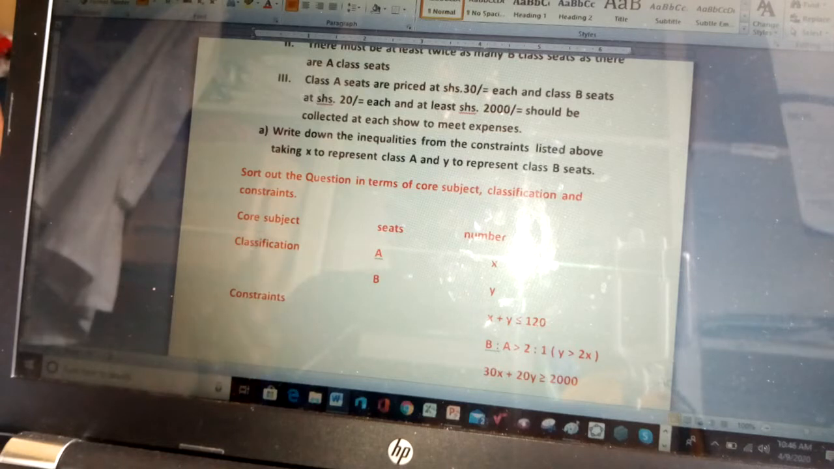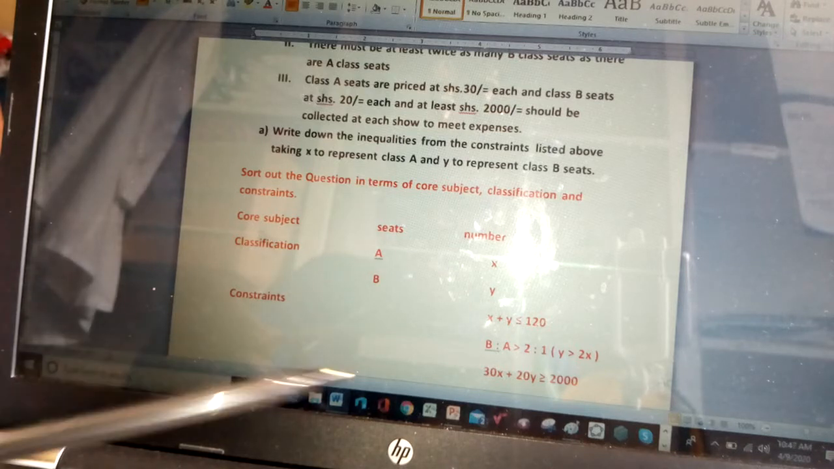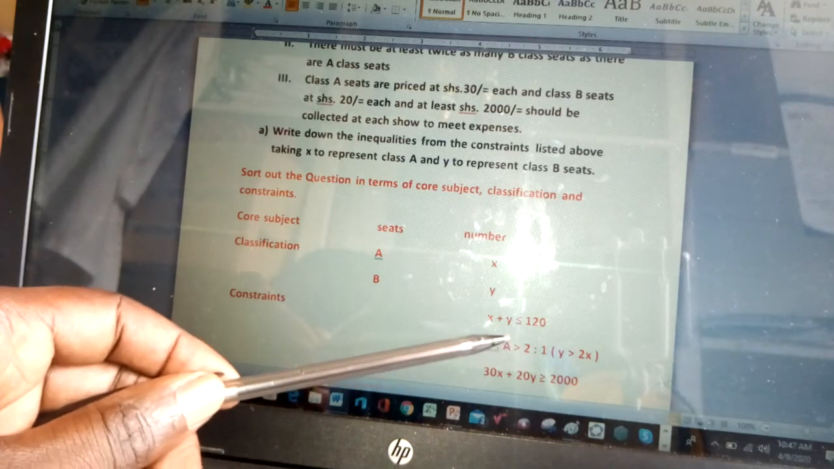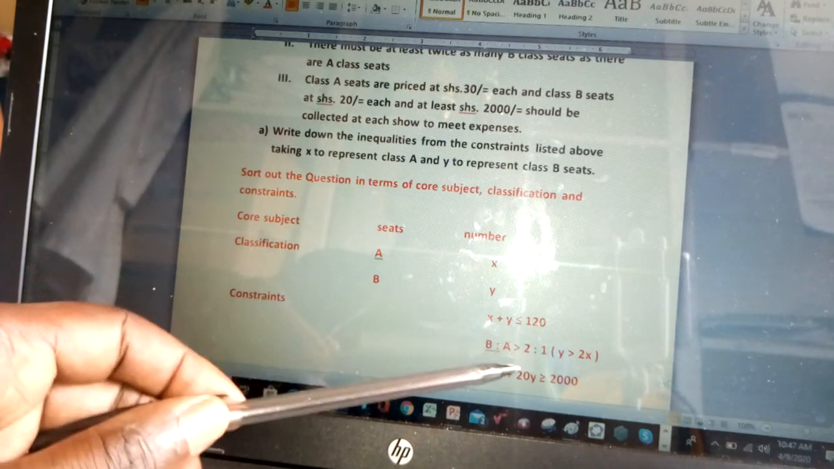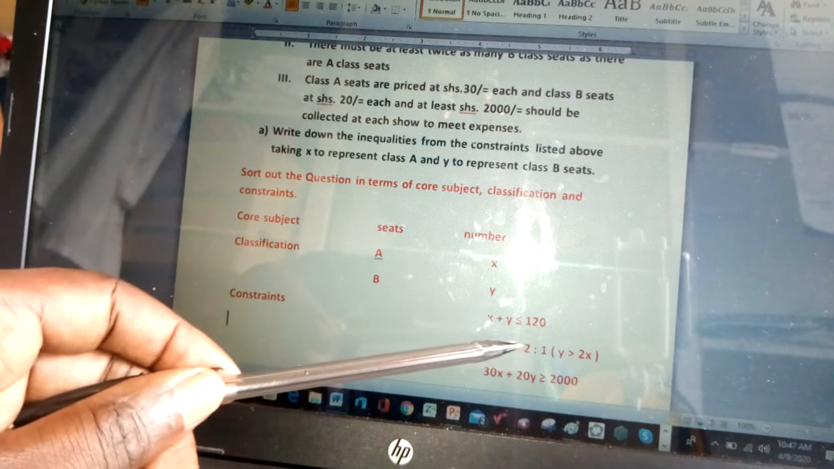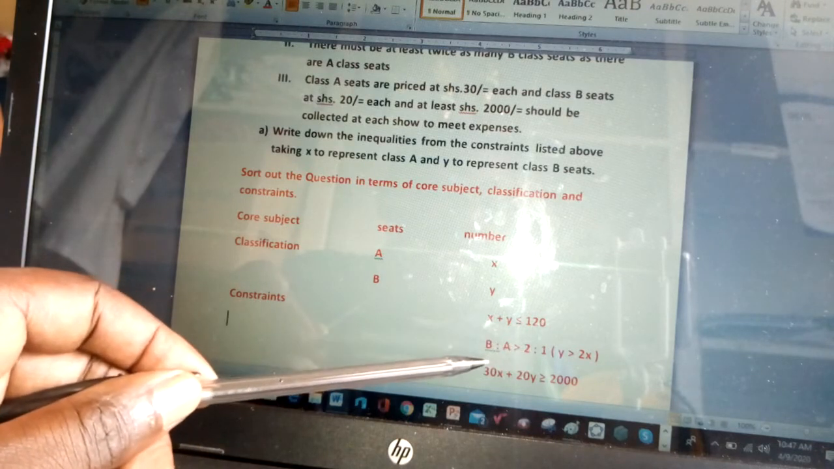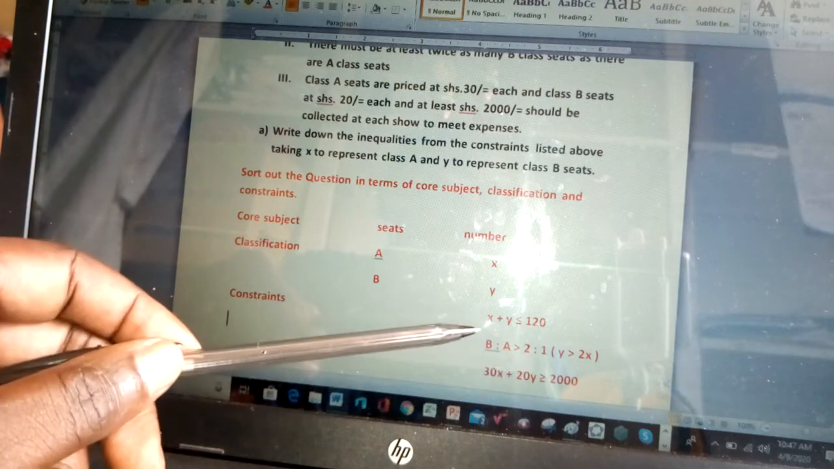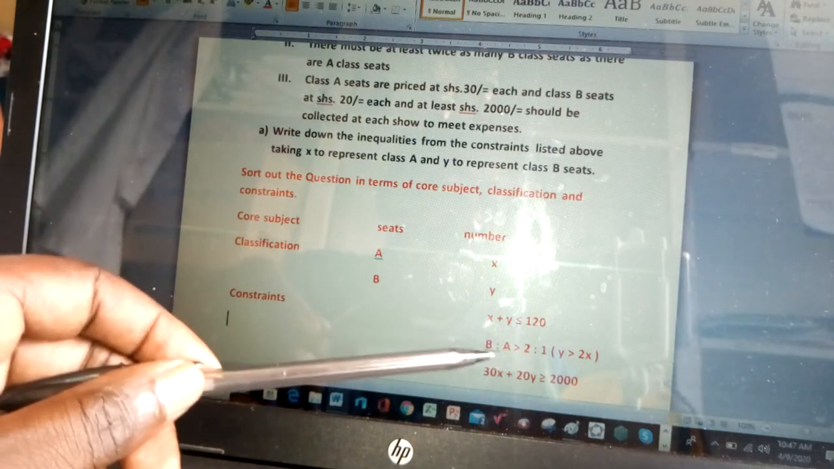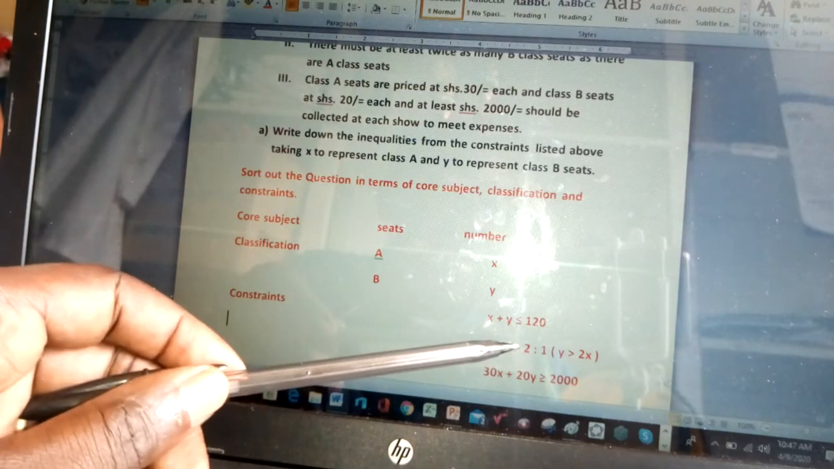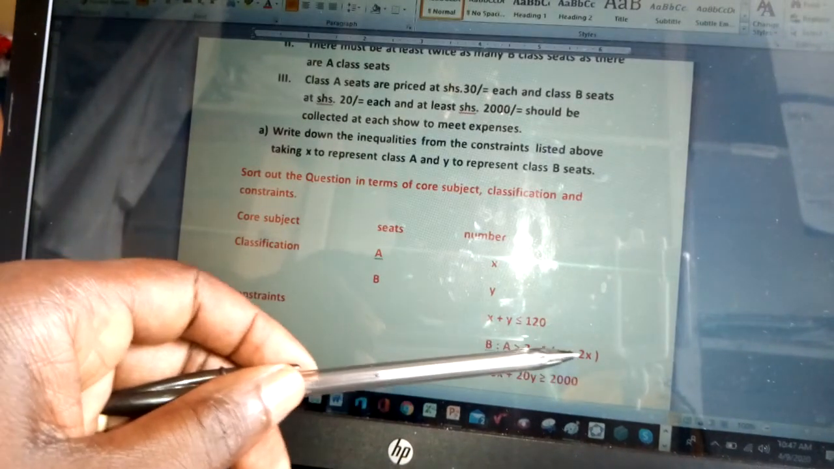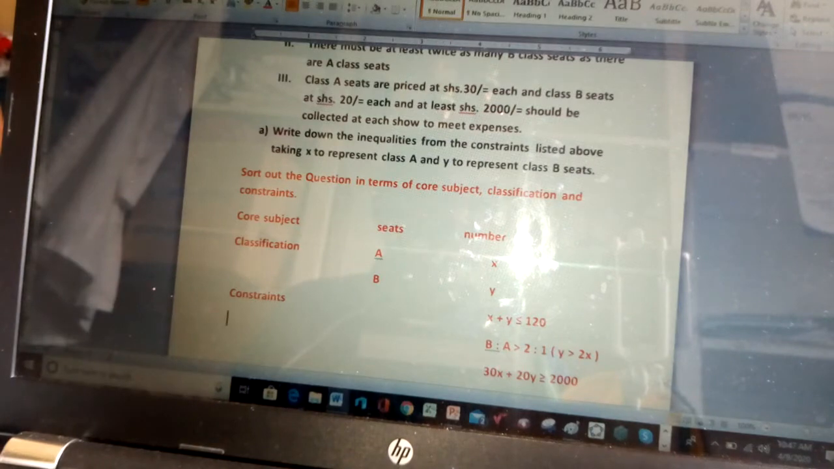But look at it in another language. Another language is here that B to A must be greater, that ratio B to A must be greater than 2 to 1. So B over A greater than 2 over 1. Put it another way, y over x greater than 2 over 1. If you cross multiply, you come with y is greater than 2x.